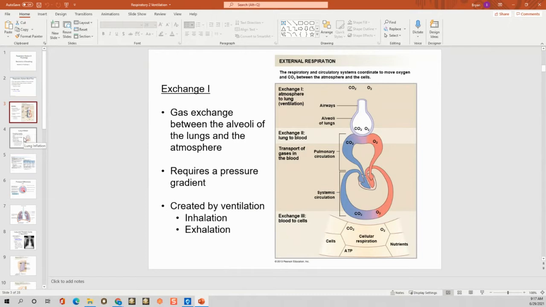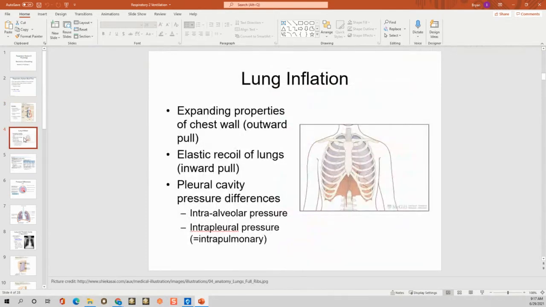But the first thing that we must talk about is it's all for naught. Breathing won't happen if the lungs aren't inflated. End of story. Your lungs must be inflated for proper ventilation. It's crazy difficult to think about lung inflation at first.